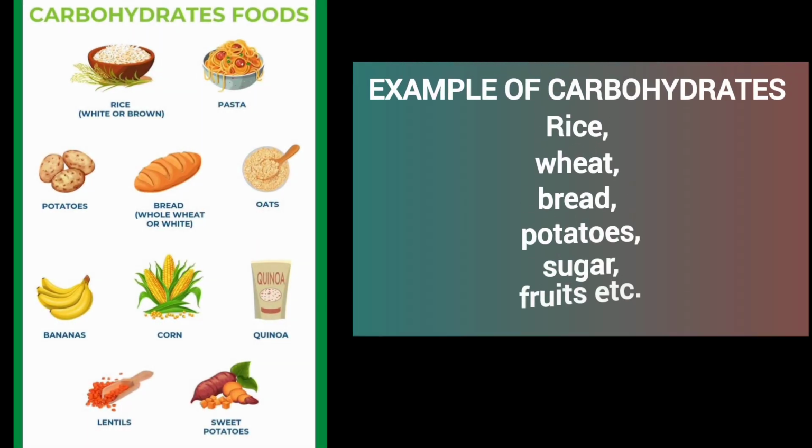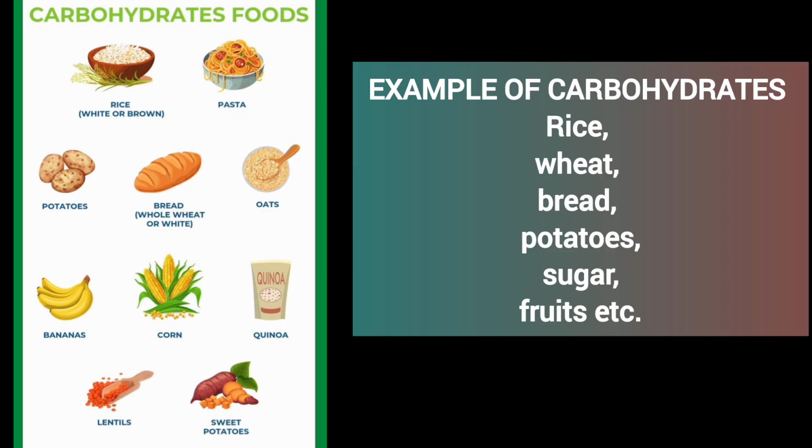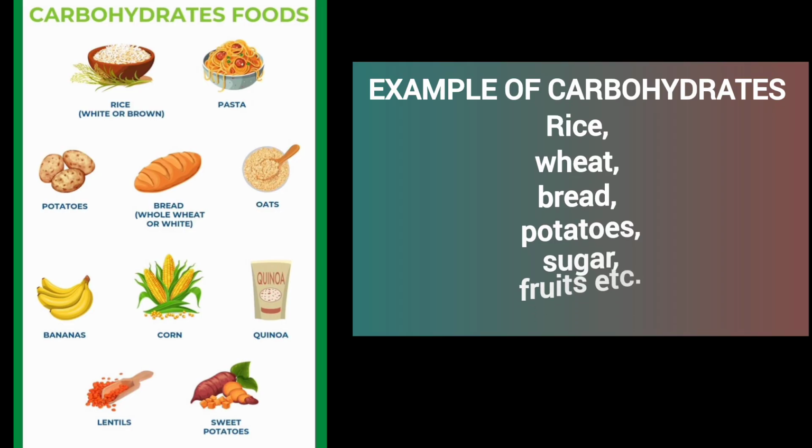So now we are going to our next heading, carbohydrates. What are carbohydrates? What are their functions, and what are the sources we get carbohydrates from? The main function of carbohydrates is to provide energy to our body for doing work. The sources and examples of carbohydrates are rice, wheat, bread, potatoes, sugars, and fruits.